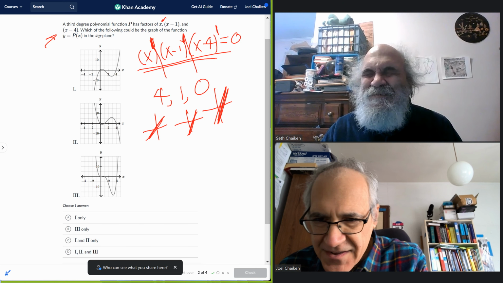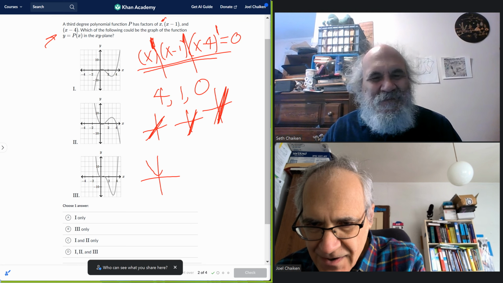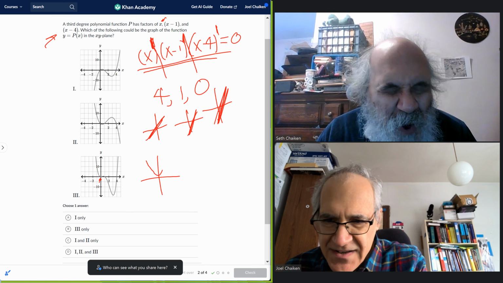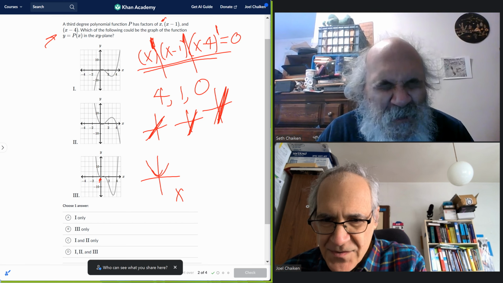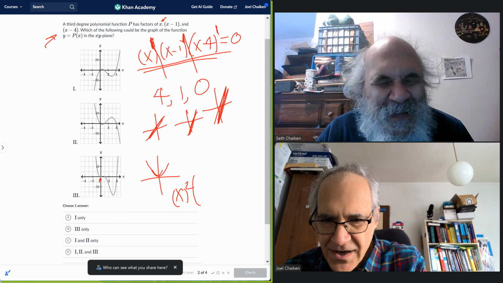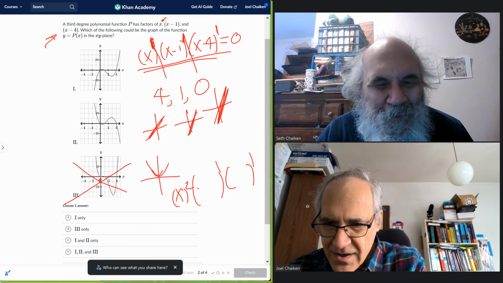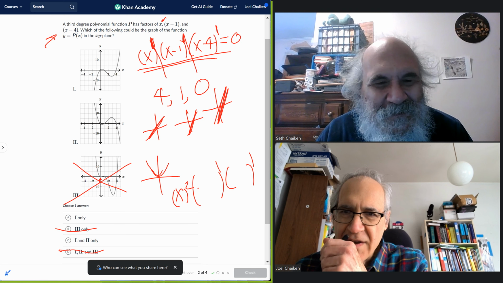So we have to knock this one out because over here it does a little bounce on 0. It doesn't go through 0. It has a multiplicity of 2 at 0. So this would be x squared times whatever, times things with multiplicities of 1. So goodbye 3, goodbye 3, goodbye 3. So now it's either 1 or 2.